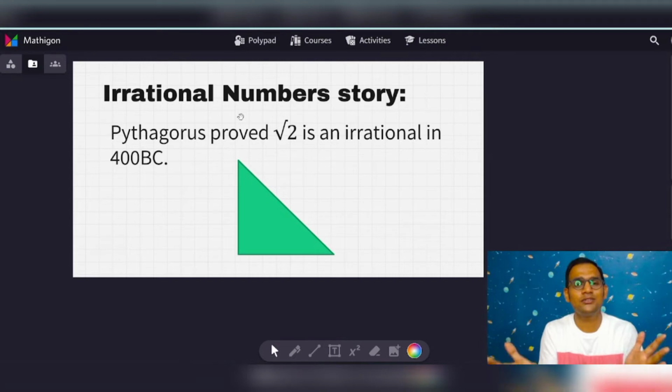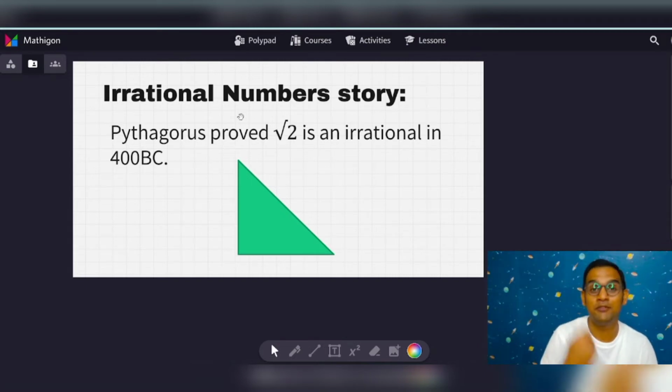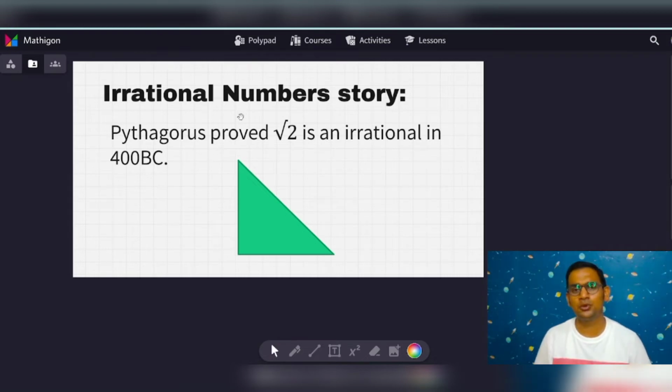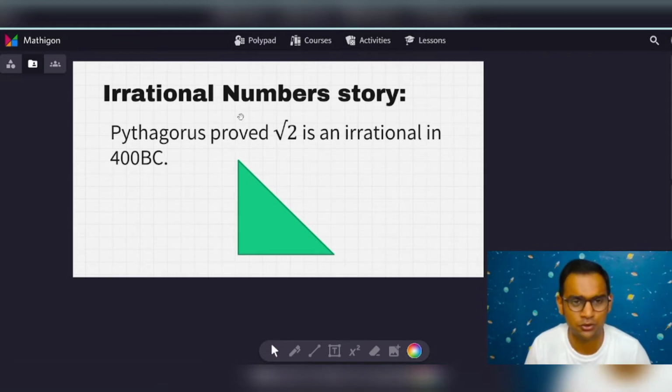And what does that number look like if it cannot be represented in the p by q form? We will understand that with the number story and then with decimal expansion. How are those numbers represented? And then we will discuss a few more topics related to that.